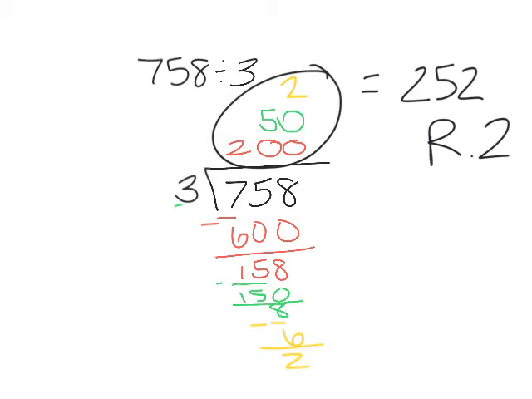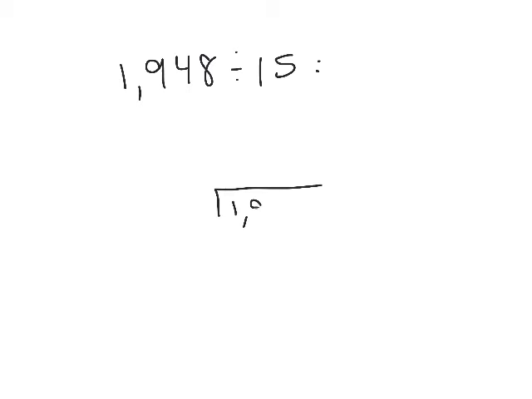Let's do one more example. We're going to do it by a double digit this time. So we're going to have 1,948 divided by 15. We're going to draw our division symbol. We've got 1,948 as a dividend on the inside, 15 on the outside. Again, it looks very similar to long division, right? It's that bridge between area model and long division.